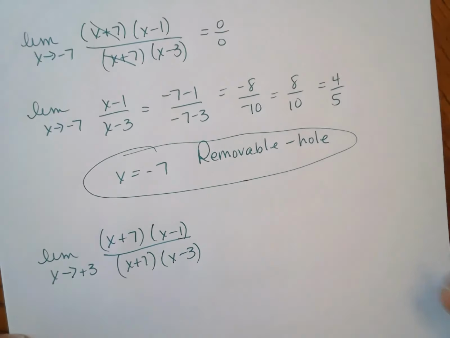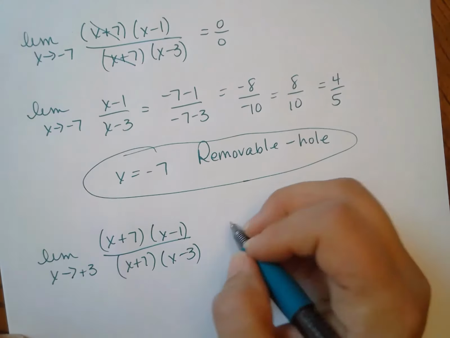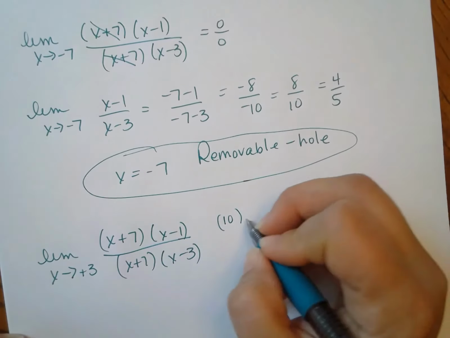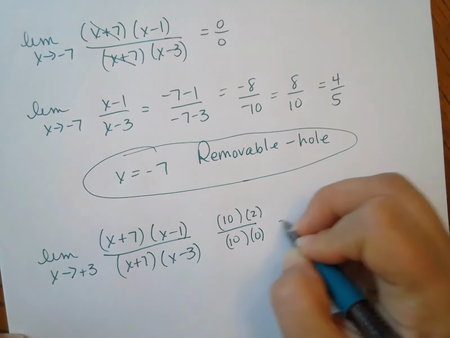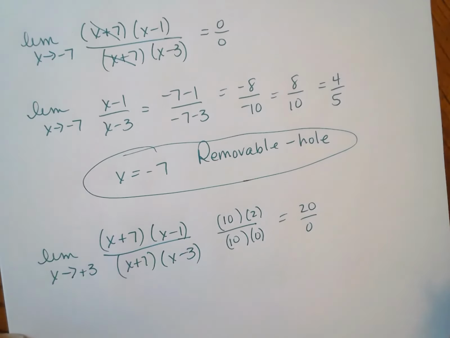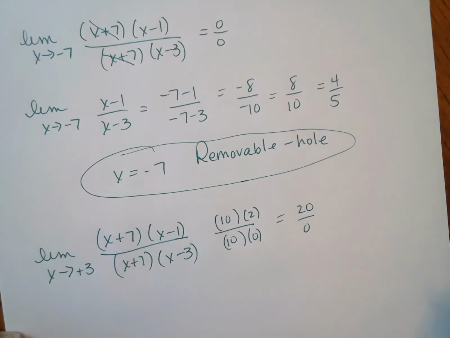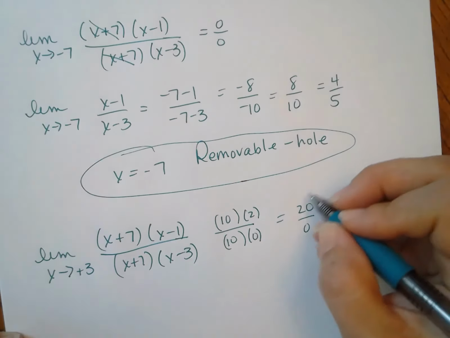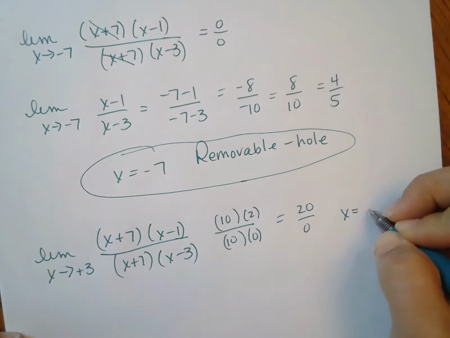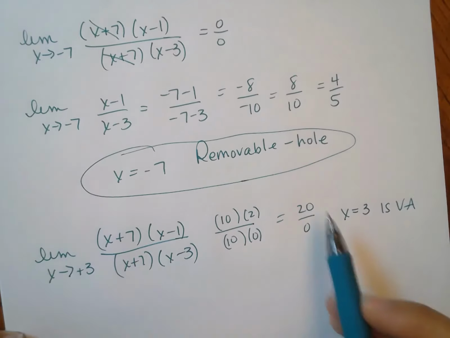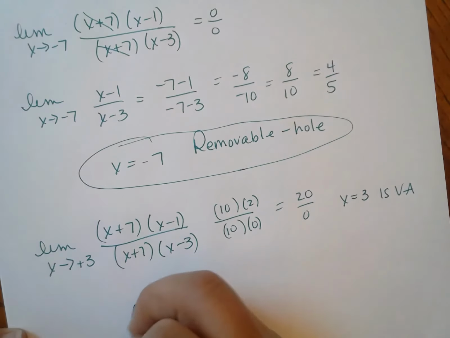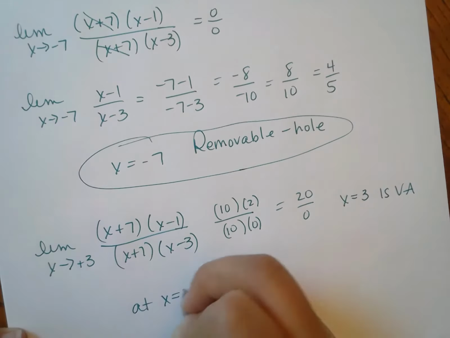And this time, when I plug in the 3, I'm going to get 10 on top times 2 over 10 times 0, which gives me 20 over 0. As soon as I get this division by 0 and the top isn't 0, that implies that x equals 3 is a vertical asymptote, which implies that my limit will be infinite. And so at x equals 3, we have a non-removable infinite discontinuity.